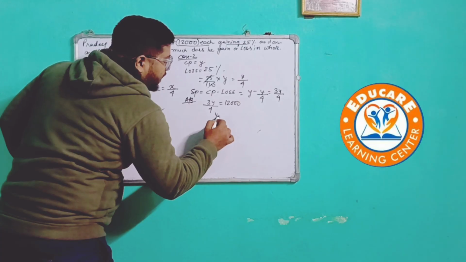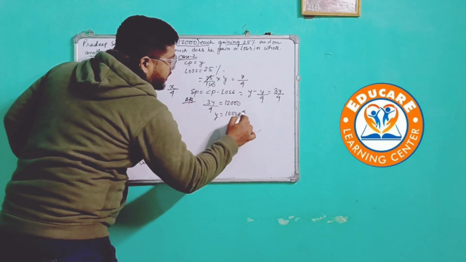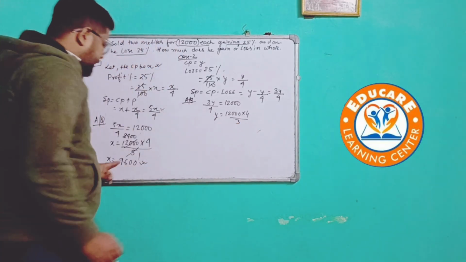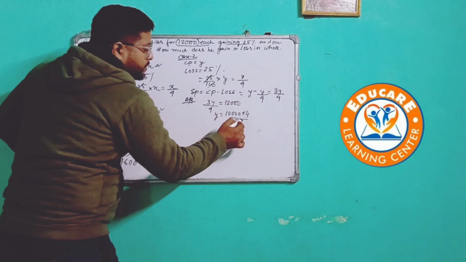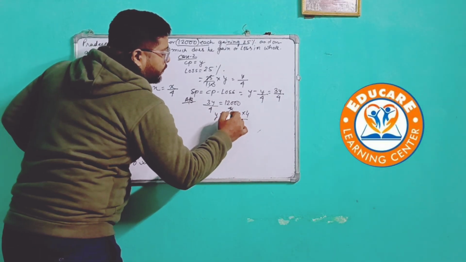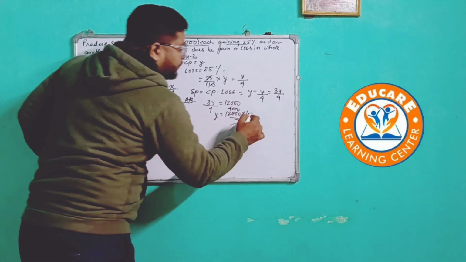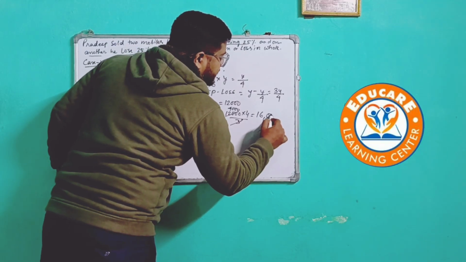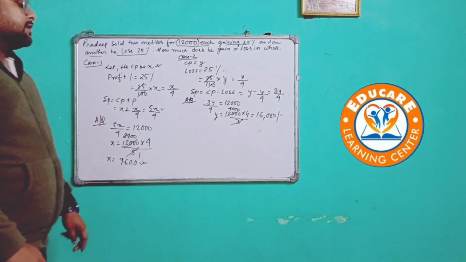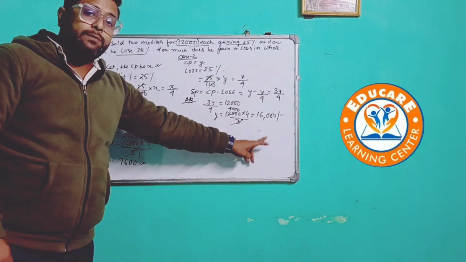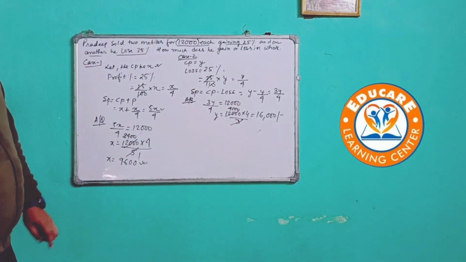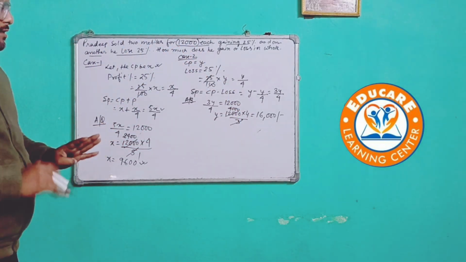From there, to find the value of Y, 12,000 into 4 by 3, just like we did in the previous case. So 3 and 12,000 get cut, we get 4,000, and 4,000 into 4 is how much? It is 16,000. This 16,000 is the cost price for the second case. Now I think you are getting how to solve this.